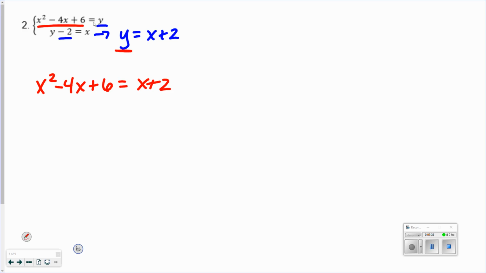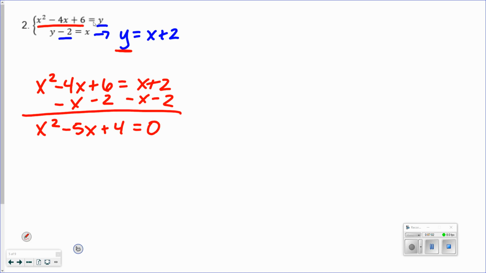You have a power of 2, therefore it's a quadratic. So that means I need to get this equal to 0 in order to solve. So I'm going to subtract x from both sides, and I'm going to subtract 2 from both sides. That's going to give me x squared minus 5x plus 4, and then that'll be equal to 0. Now I have a factoring problem. Factoring has come up again. I told you it's going to be in every unit from here on out, and here it is again.